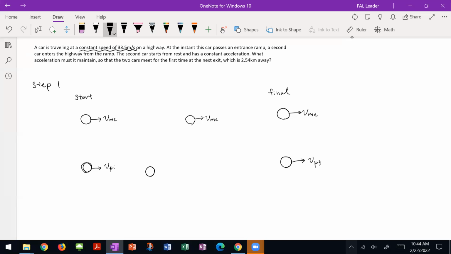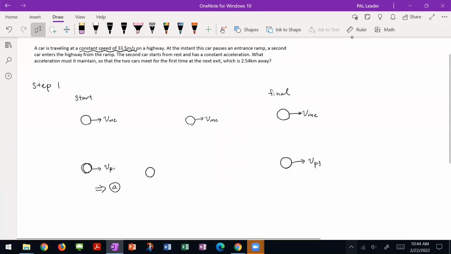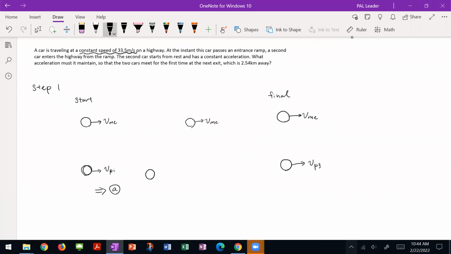And what causes that change from 0 to something, which we don't know, is the acceleration. But we don't know the acceleration, that's what we're asked to find. So we have to do that. Let me put in other details that we have. The distance from the start to the finish, that's going to be our displacement. We are told that that is 2.54 kilometers.